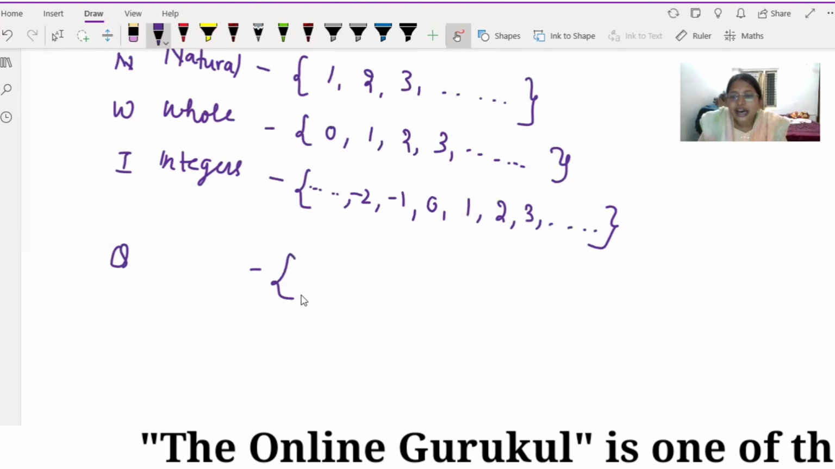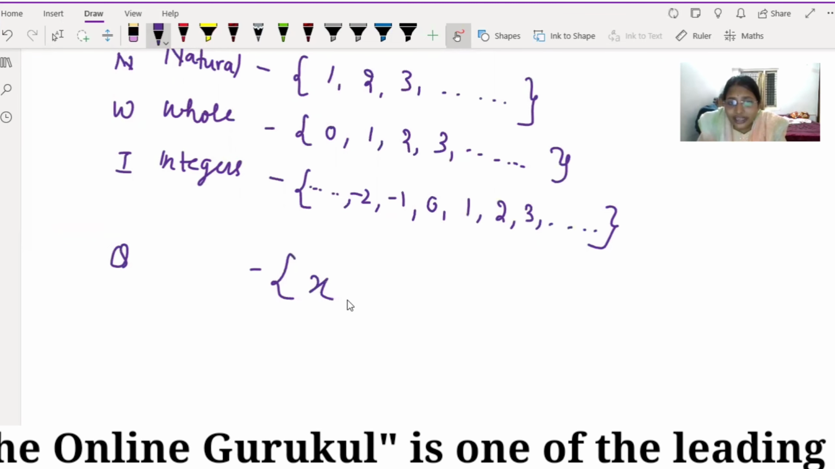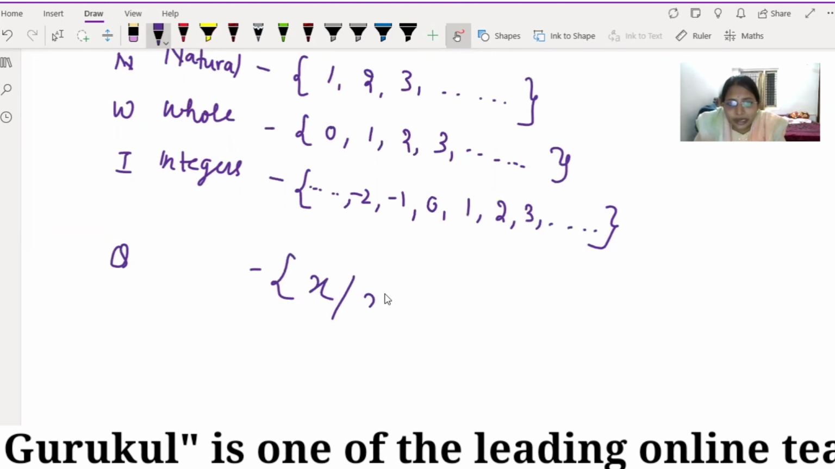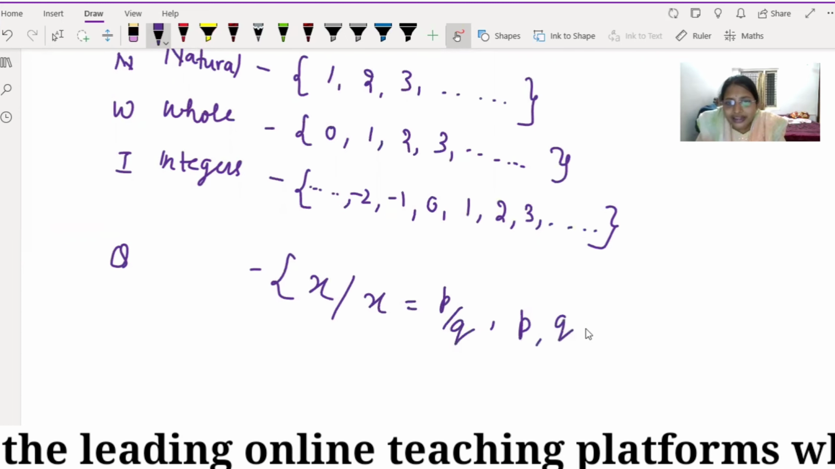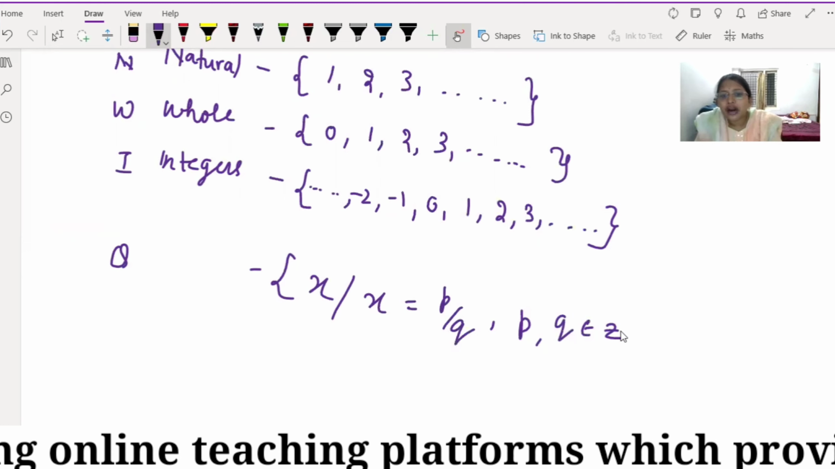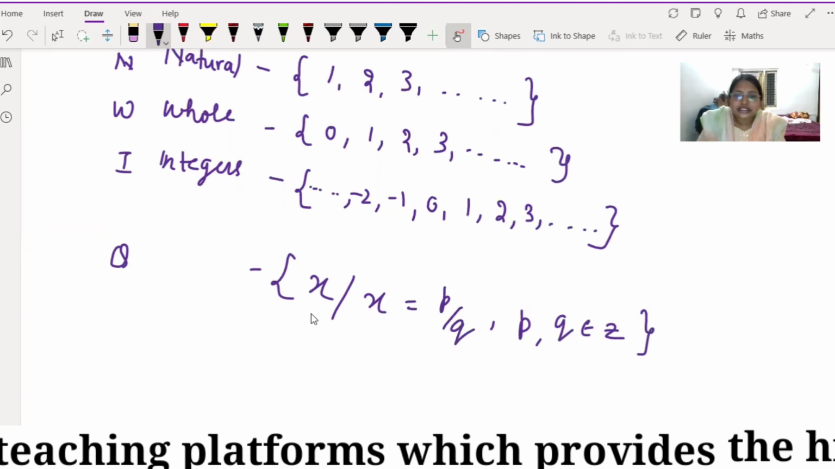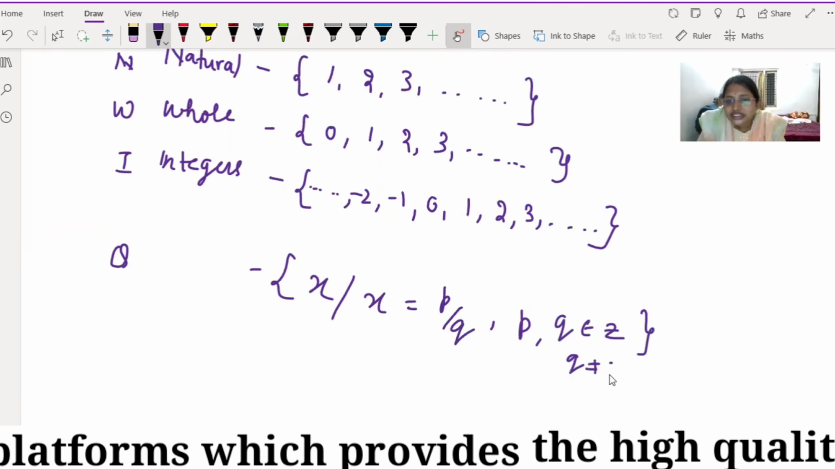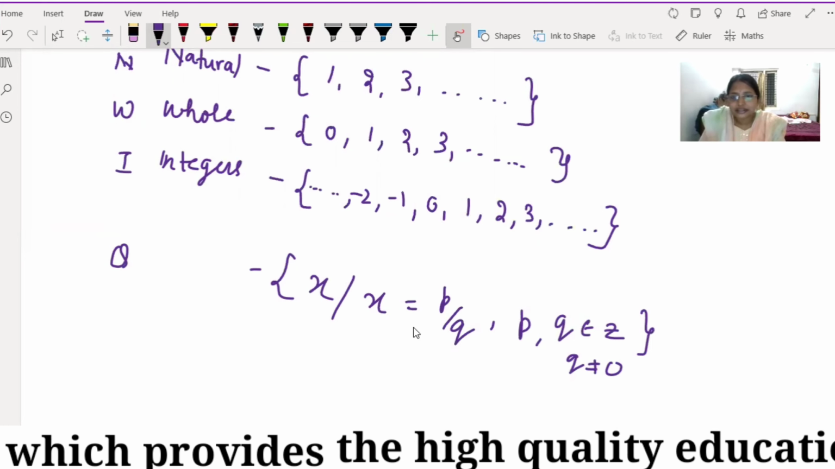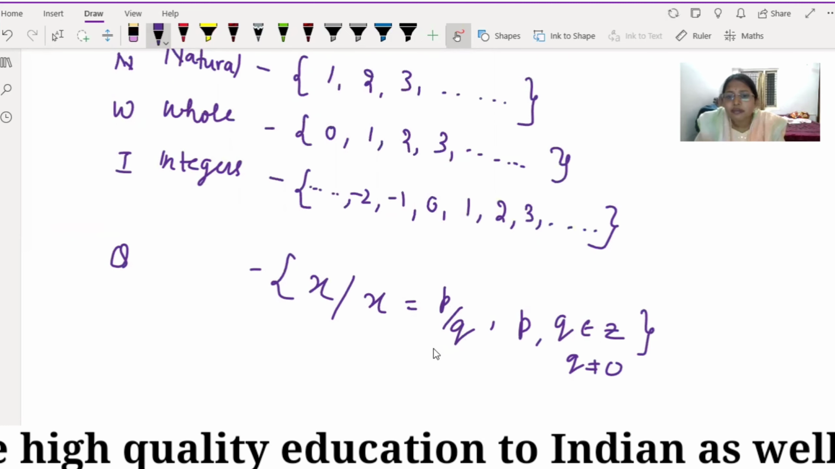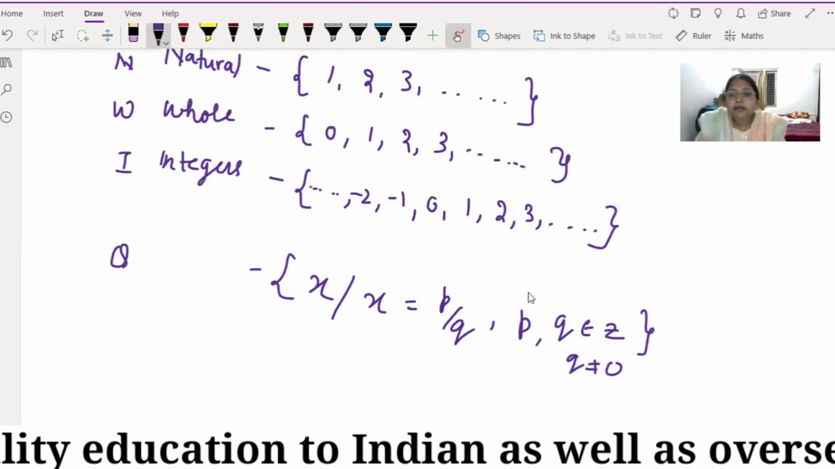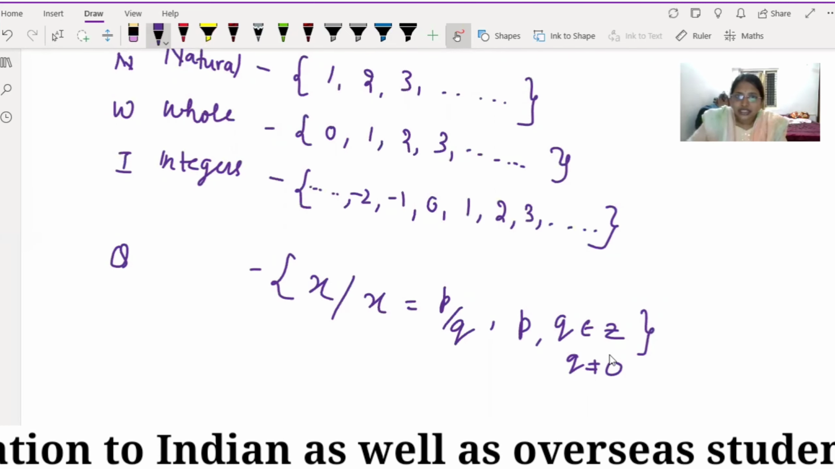So rational numbers are the numbers. We can call a number a rational number if it can be expressed in p by q form, where p and q are integers. It means q cannot be 0. If q is 0, the value cannot be determined. So we have to be able to express it in p by q form. Q should not be 0 and p and q must be integers.